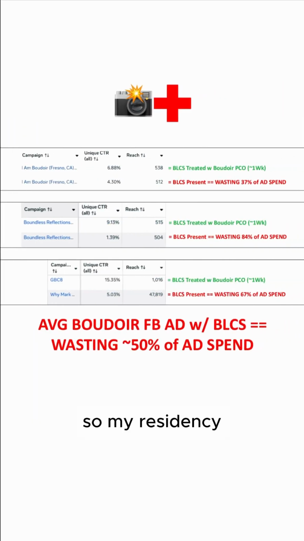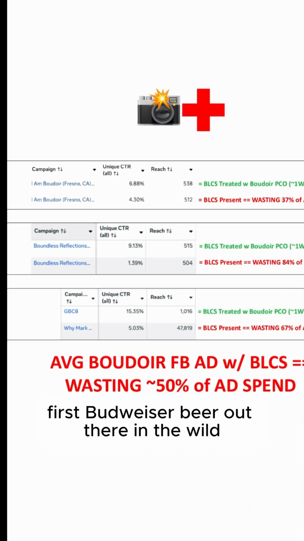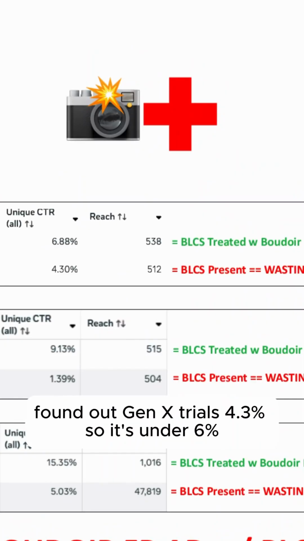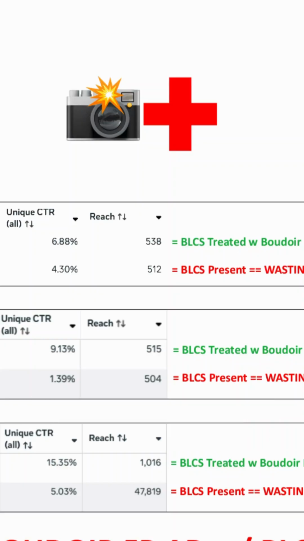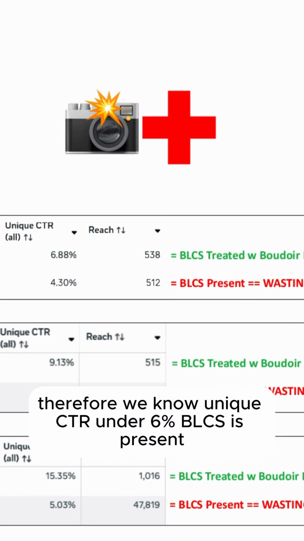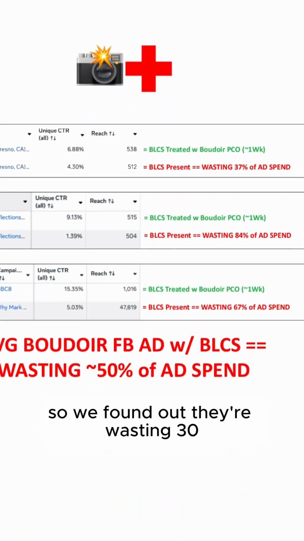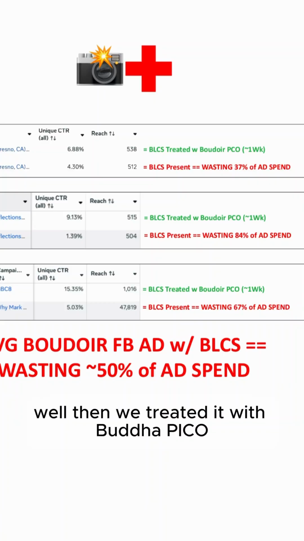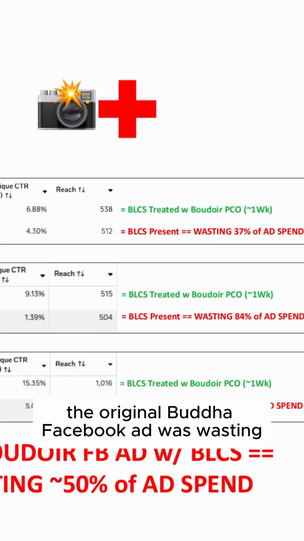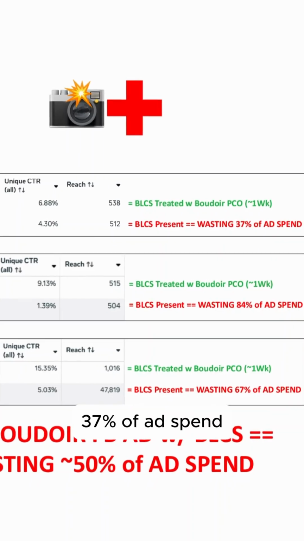So my residency went out, found first boudoir Facebook ad out there in the wild, brought it back to the hospital, tested it, found out unique CTR is 4.3%. So it's under 6%. Therefore, we know BLCS, boudoir low click syndrome, is present. Then we treated it with boudoir pico, got the unique CTR up to 6.88%. We found out the original boudoir Facebook ad was wasting 37% of ad spend.